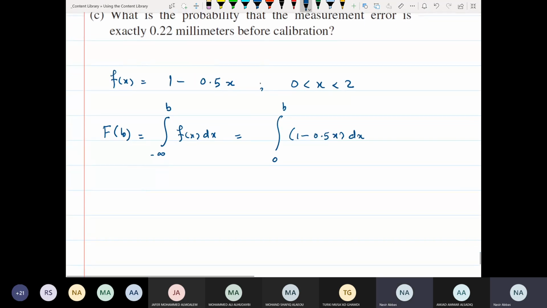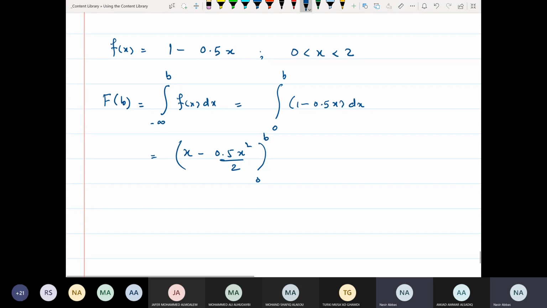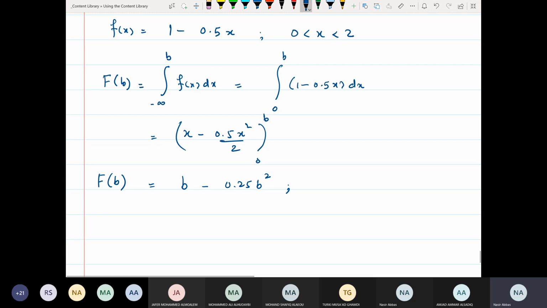dx. The integration of this one will be x minus half of x square over 2 from 0 to b. Now when you put b in this function, this is capital F of b. It will be b minus 0.25 times b square. And when you put 0, everything will be 0. Now this is your distribution function. This is your CDF in terms of b.